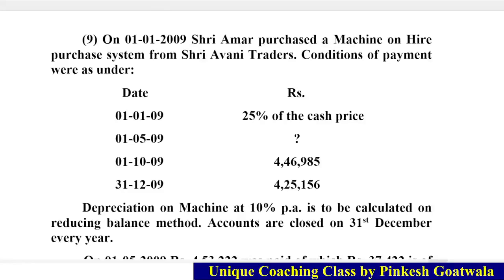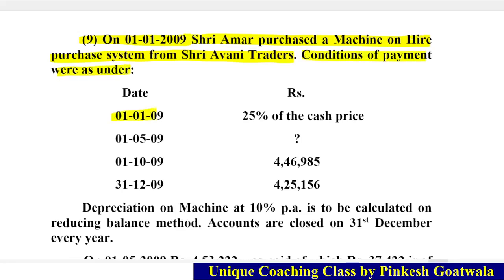Now we are going to solve sum number 9. On 1/1/2009, Sri Amar purchased a machine on hire purchase system from Sri Avni Traders. Amar is the buyer, Avni is the trader. He purchased the machine on 1/1/2009. Conditions of payment were as under.